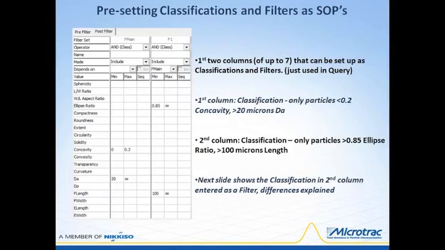These are the first two columns of up to 7 that can be set up as classifications and filters. Here we've set up the same two we just used in the query in the View Particles display. In the first column, we have a classification which will report only particles with less than a 0.2 concavity and greater than 20 microns in area equivalent diameter. The second classification will report only particles with an ellipse ratio greater than 0.85 and a Feret length greater than 100 microns. In the next slide, we'll show the classification in the second column entered as a filter, with the differences explained.